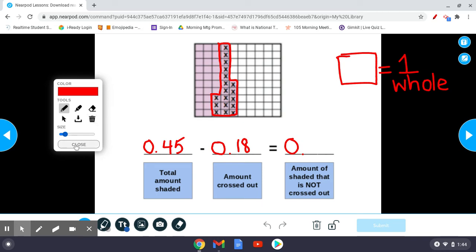Finally, the answer to our subtraction problem is called the difference. And the difference or answer is going to be everything that's shaded that is not crossed out. So this part here tells us what remains. Taking a look, you can see we have two whole columns. Each column is worth a tenth. And then we have 1, 2, 3, 4, 5, 6, 7 more. So a total of 27 little boxes or 27 hundredths. So again, this new type of model represents the subtraction problem that you see below.